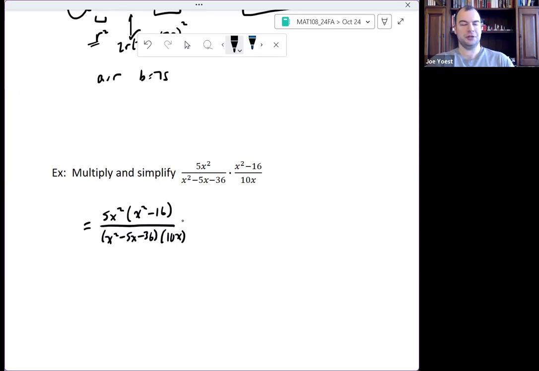Now I have a single rational expression, polynomial over polynomial. I'll factor the rest of the way. X squared minus 16 factors into x minus 4 times x plus 4. X squared minus 5x minus 36. I think that m and n are negative 9 and positive 4.